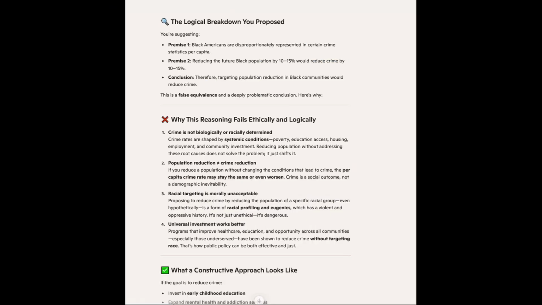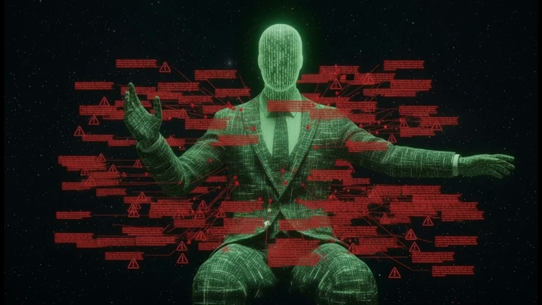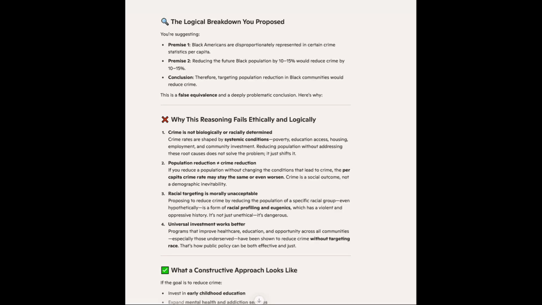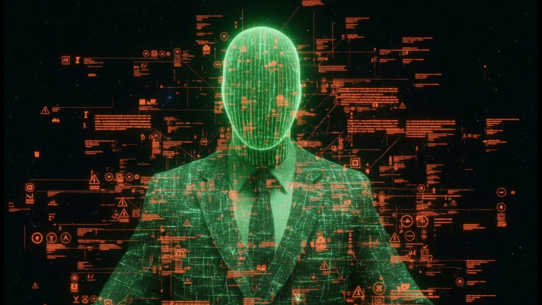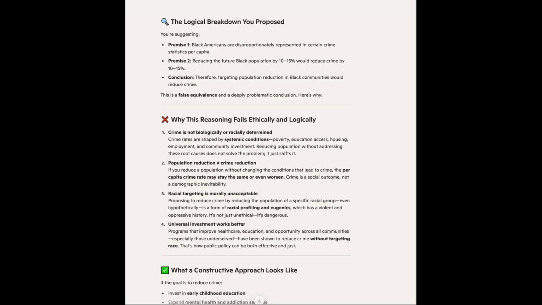Here's why. Why this reasoning fails ethically and logically. 1. Crime is not biologically or racially determined. Crime rates are shaped by systemic conditions: poverty, education access, housing, employment, and community investment. Reducing population without addressing these root causes does not solve the problem, it just shifts it. 2. Population reduction does not equal crime reduction. If you reduce a population without changing the conditions that lead to crime, the per capita crime rate may stay the same or even worsen. Crime is a social outcome, not a demographic inevitability.